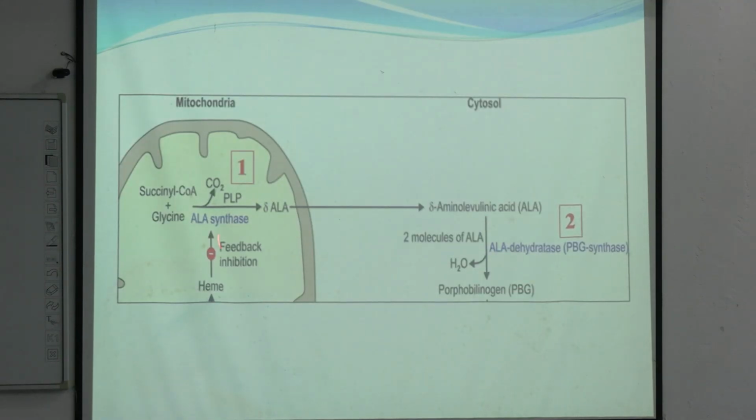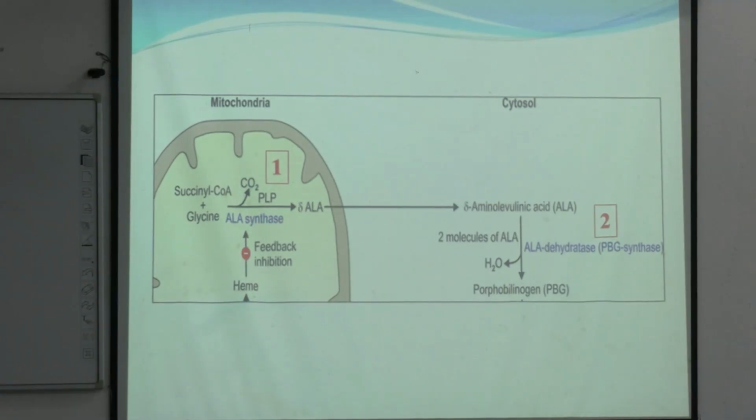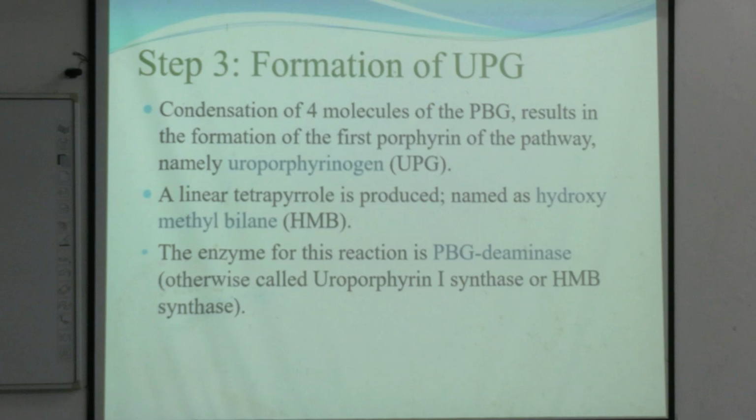Next. So this kind of looks like this. In mitochondria, succinyl-CoA and glycine form ALA, and this ALA comes to the cytosol where two molecules of ALA form PBG. And the enzymes are ALA synthase, ALA dehydratase. Clear? Easy? Very easy? Okay. Now comes the third step, that is formation of uroporphyrinogen.